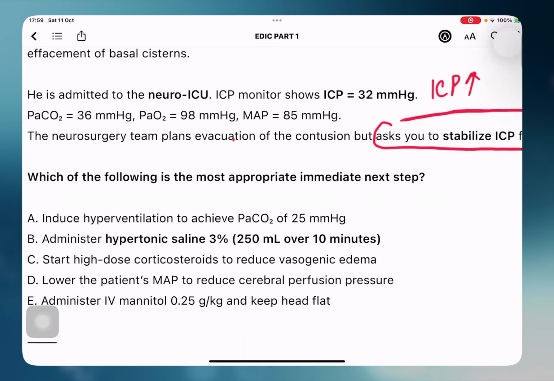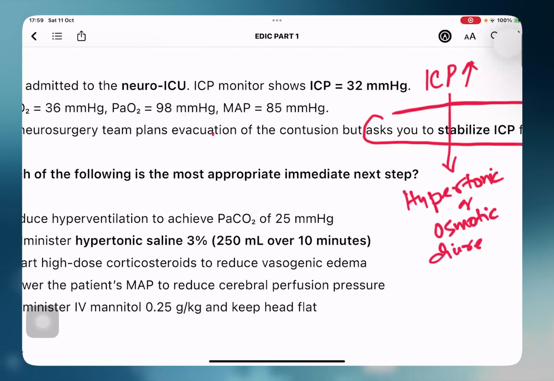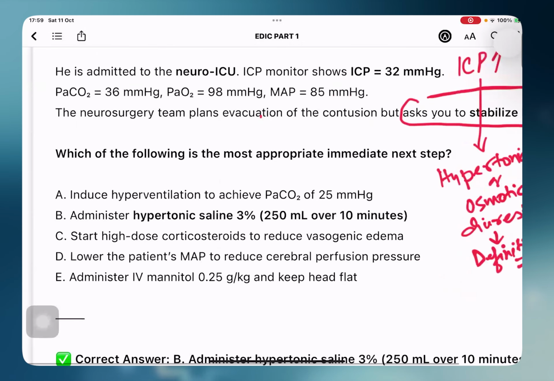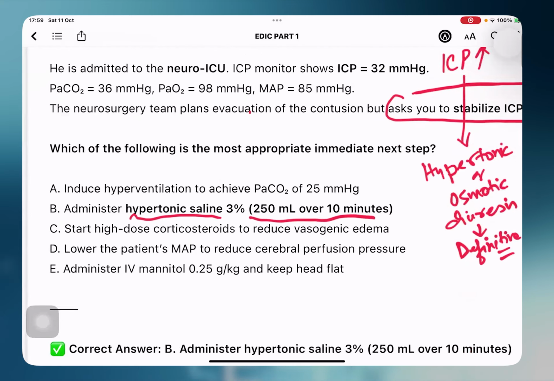So, what are the first steps? The first step to reduce ICP is using hypertonic or osmotic diuresis. Once you've done that, the patient goes for definitive treatment. Okay. So the answer is to administer hypertonic saline 250 ml over 10 minutes.